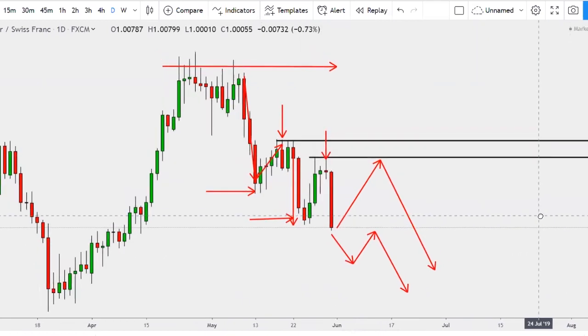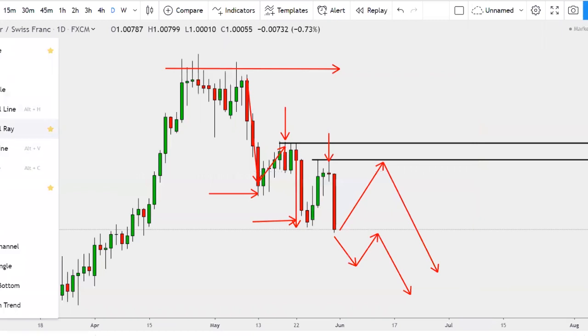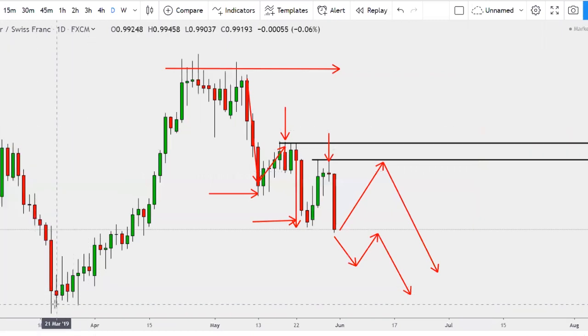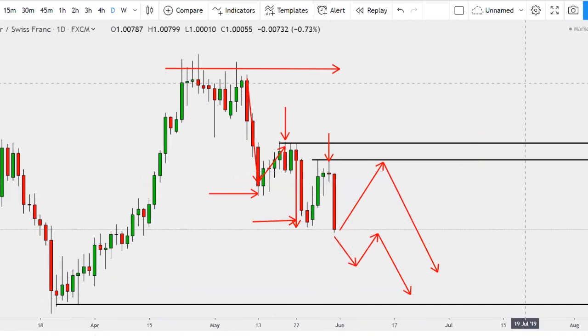I won't be trapped into any buys. And I guess it's just a matter of waiting to see how price moves. So for now, if we have this continued sell bias to the downside, I'll be looking to target some of these structural levels down here as these major levels. So that's dollar Swiss franc.